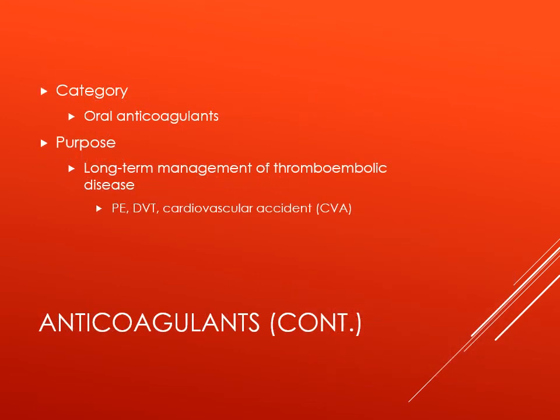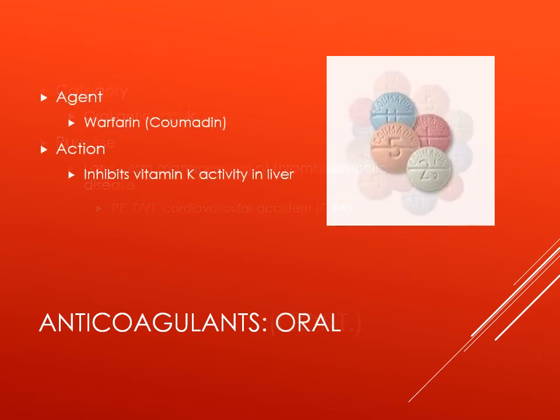The second category of anticoagulants are oral anticoagulants. These are going to be used for long-term management of thromboembolic disease, including DVTs and PEs. Warfarin is one agent. It's also a Coumadin derivative and it's widely prescribed. It inhibits vitamin K activity in the liver, so it's going to help prevent formation of coagulation factors. I'm not going to tell you which ones because you don't have to know the details.